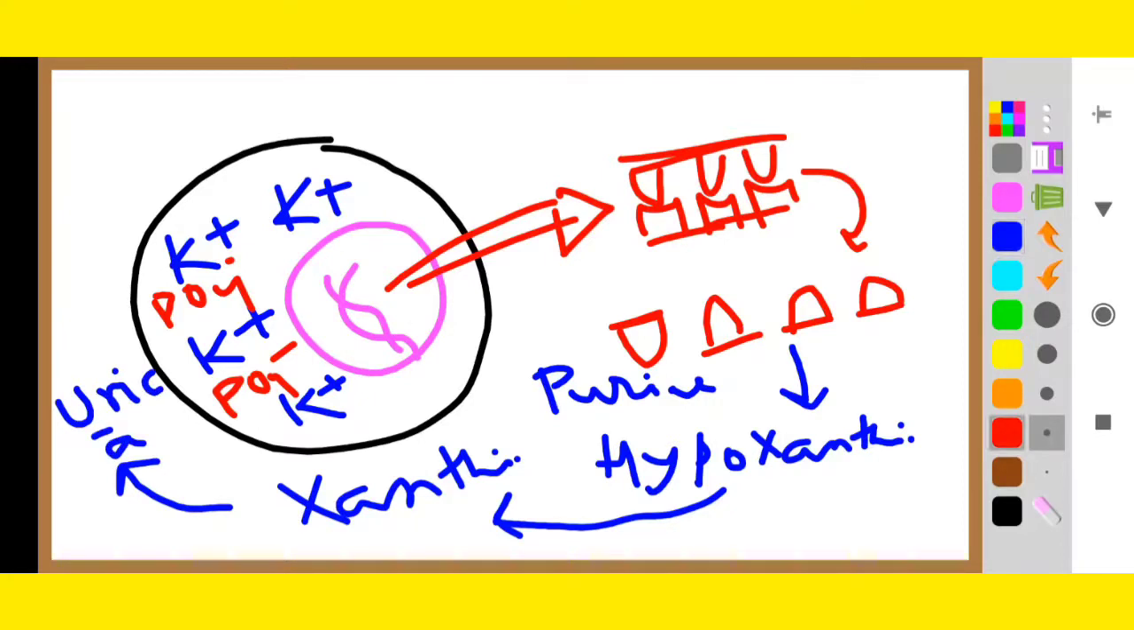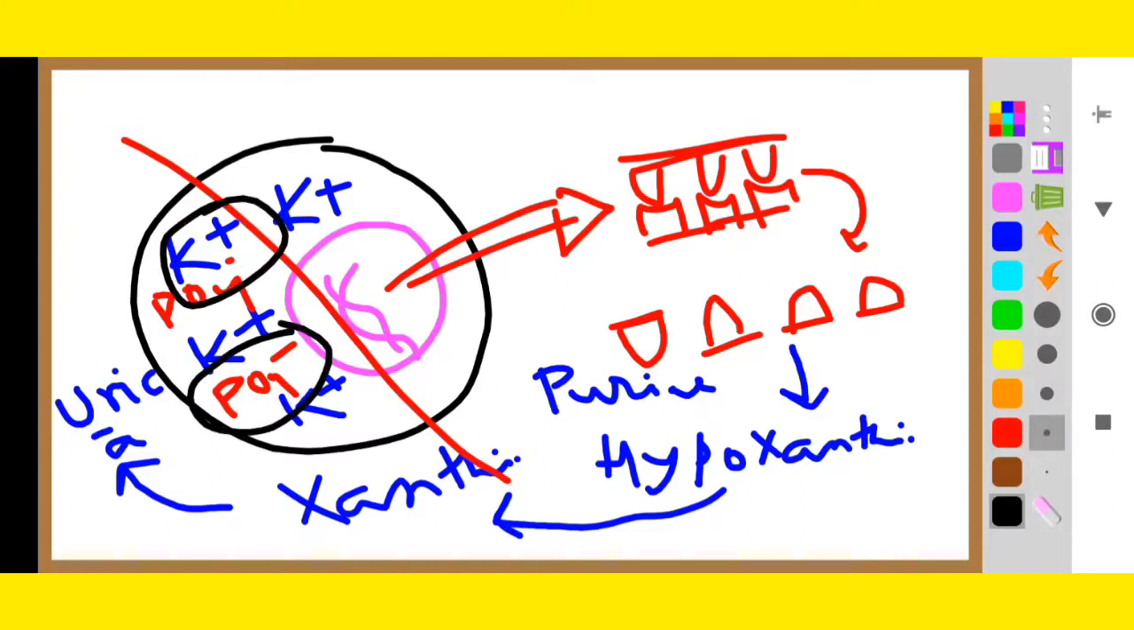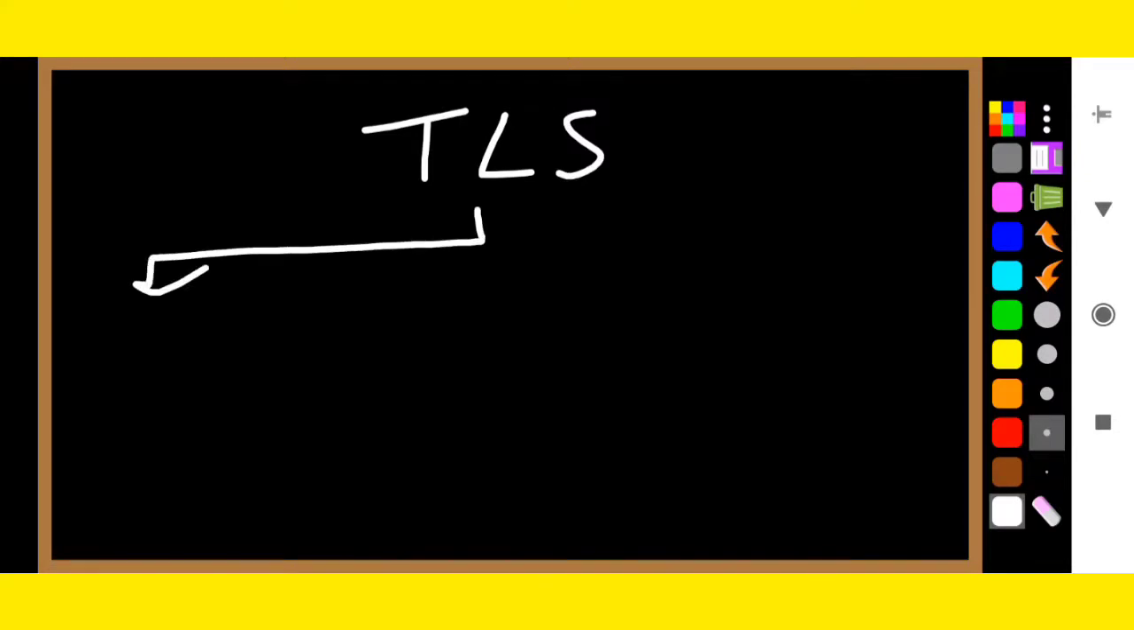So if we destroy this cell, what are the items we are getting? Can you notice what are the items we are getting? One is the potassium. Another is the phosphate. We are getting potassium and phosphate, and after destroying the DNA we are getting the uric acid. So three important things. So from here we can divide the tumor lysis syndrome, TLS, into three important parts. So we have three important findings.